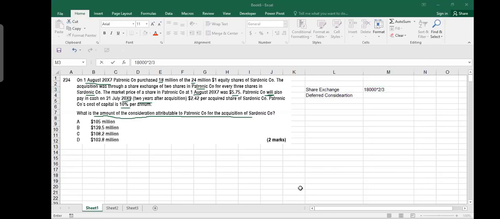So for every 3 acquired, you are giving 2 shares, and your current market price of 1 share is 5.75. So this is the value of shares which you are transferring to make this acquisition, and it becomes 69 million. And remember that there are 3 zeros on the top, so we talk about millions. Then there is a cash consideration. You said $2.42 per acquired share. So for every 1 share, you're going to give $2.42.